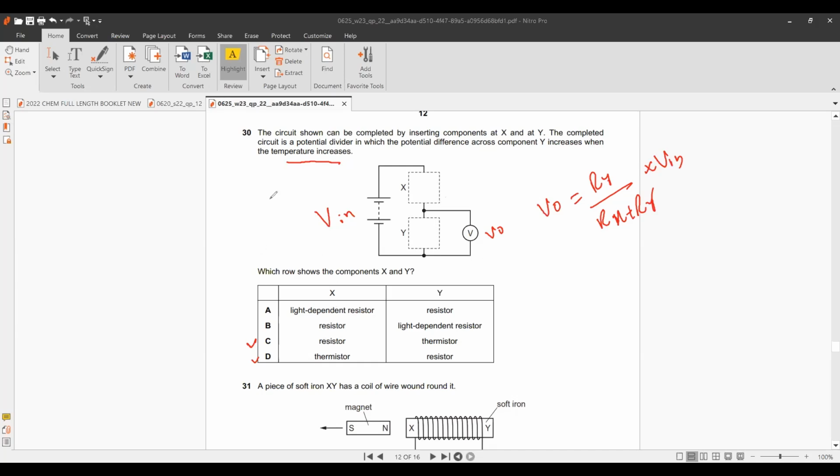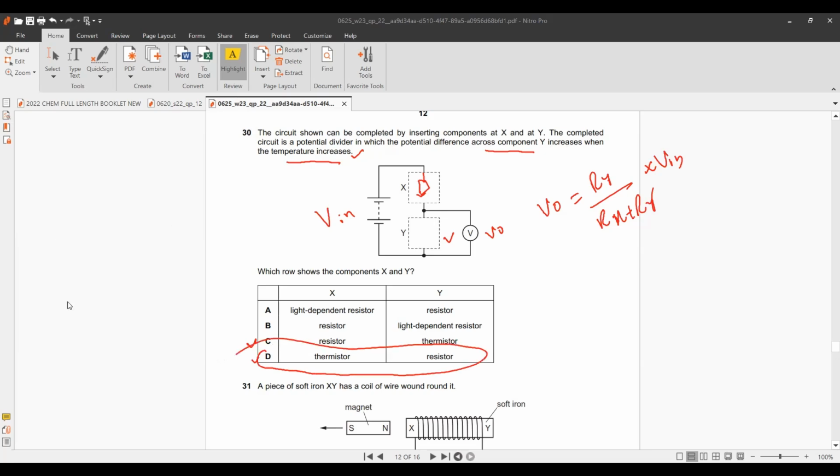They have said that the completed circuit is a potential divider in which the potential difference across component Y increases when the temperature increases, which means we need to put the thermistor, obviously, in position X. Only then would we have a variable voltage across this one. So what would be the right option? Option D. Moving on to the next one.